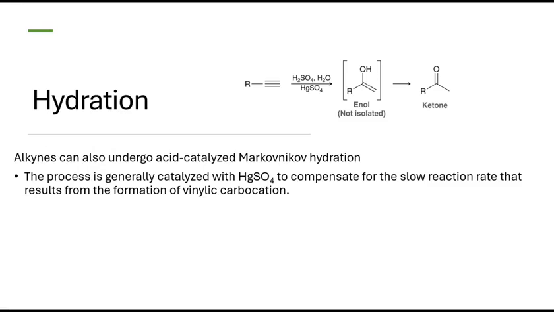Hydration. Alkynes can also undergo acid-catalyzed Markovnikov hydration. The process is generally catalyzed with mercury(II) sulfate to compensate for the slow reaction rate that results from the formation of the vinylic carbocation. So it's not just sulfuric acid and water that's required, but also mercury(II) sulfate.